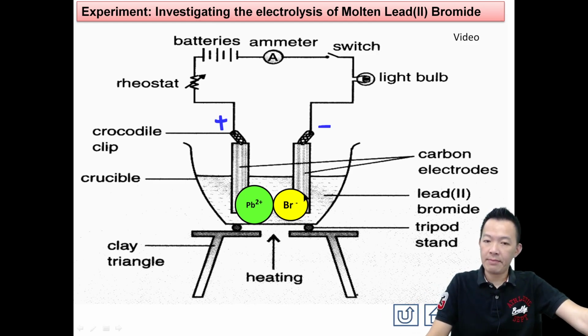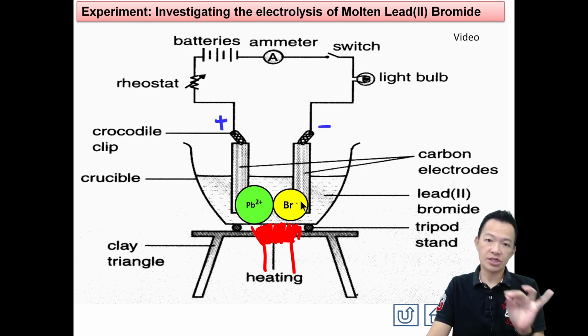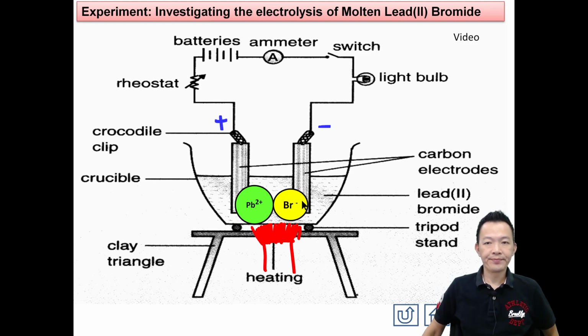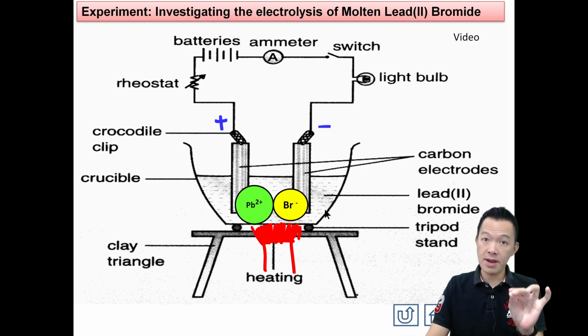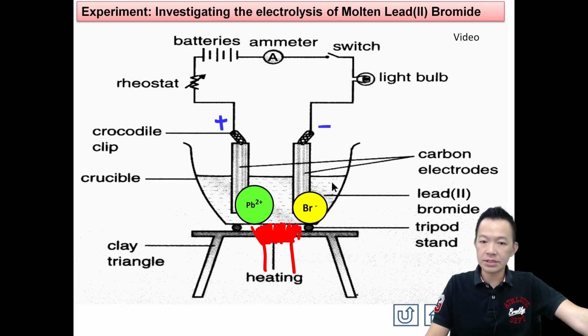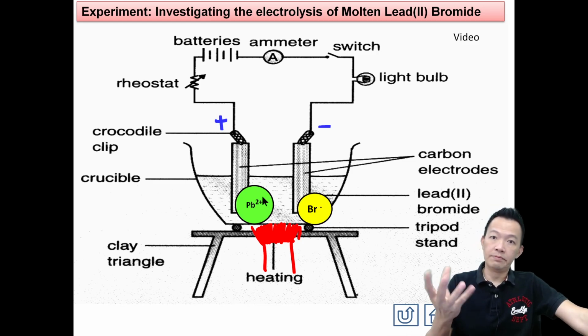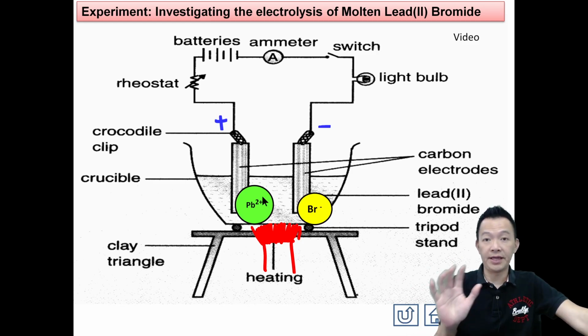So prepare lead bromide in solid form and now prepare the Bunsen burner. Heat the lead bromide strongly. 烧它 So when the lead bromide is heated, it is going to melt. So when lead bromide melts, what happens? Lead ions and bromide ions, they're going to separate. 它们就解开 and move freely inside our container.